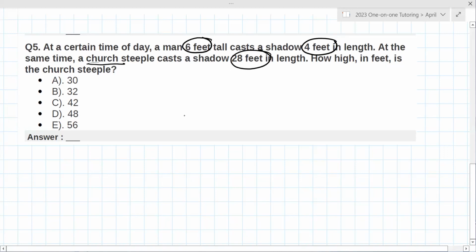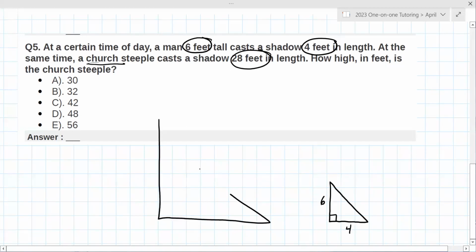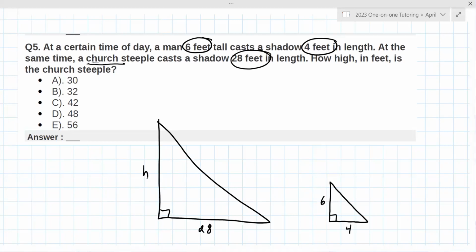These are triangle relationships. So think of the man. The man is 6 feet tall, and that's his shadow. And then the church, we don't know its height, but we know it has a 28 foot shadow. So drawing a picture here can really help. But you've got to know the picture to draw.